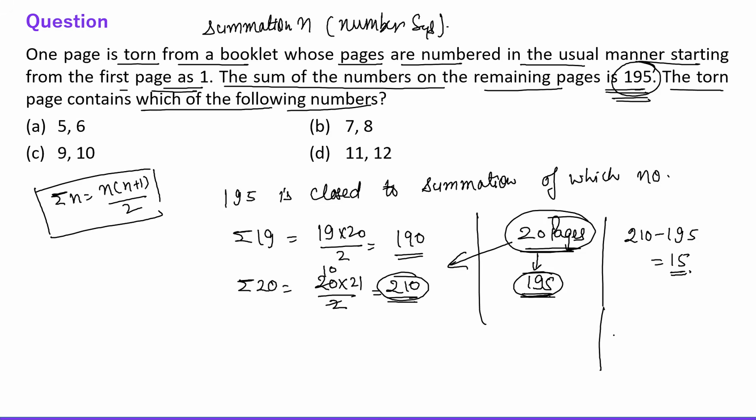So those numbers must be consecutive numbers. The sum of two consecutive numbers is 15. So the numbers are x and x plus 1, so 2x plus 1 is equal to 15. This implies 2x is equal to 14, then x is equal to 7, and x plus 1 will be 8. So two consecutive numbers whose sum is 15 are 7 and 8. The page which is missing carries 7 and 8 on it.